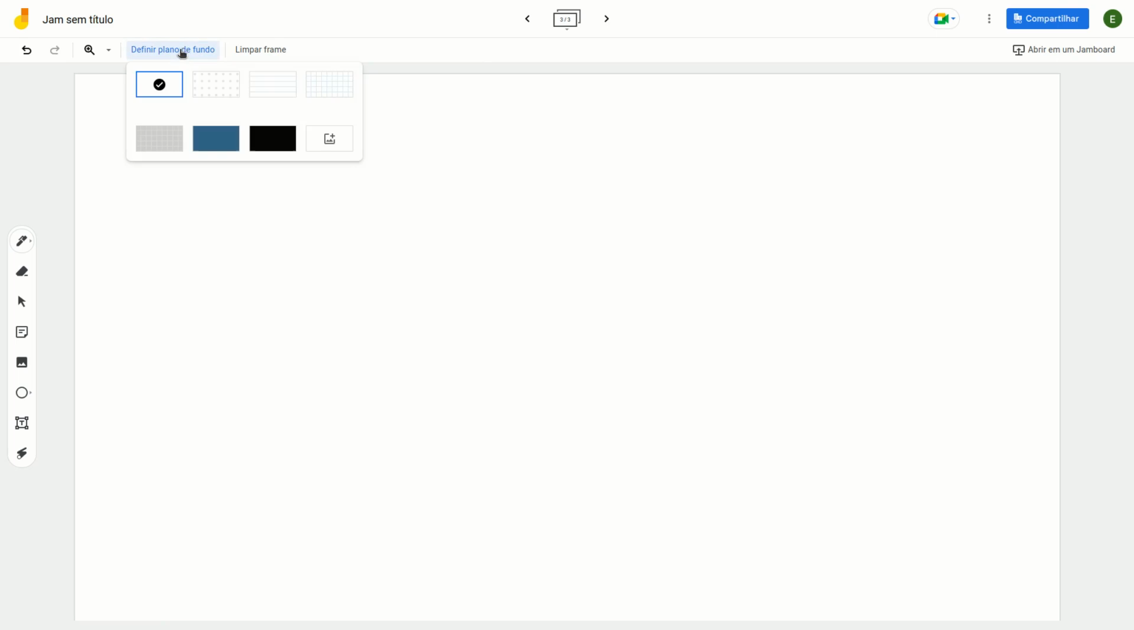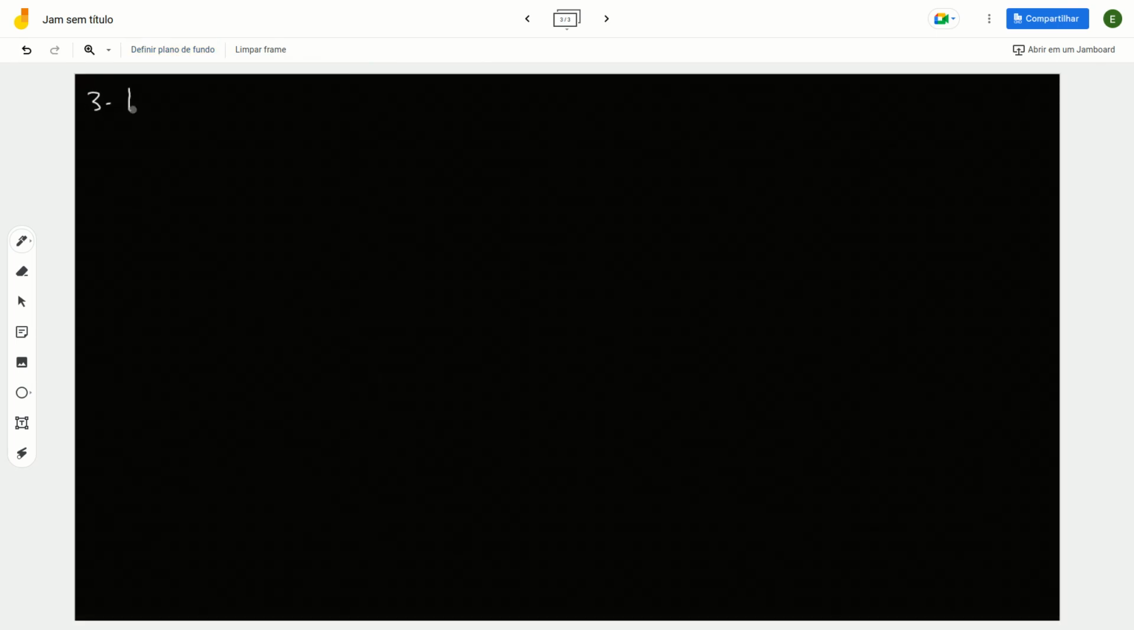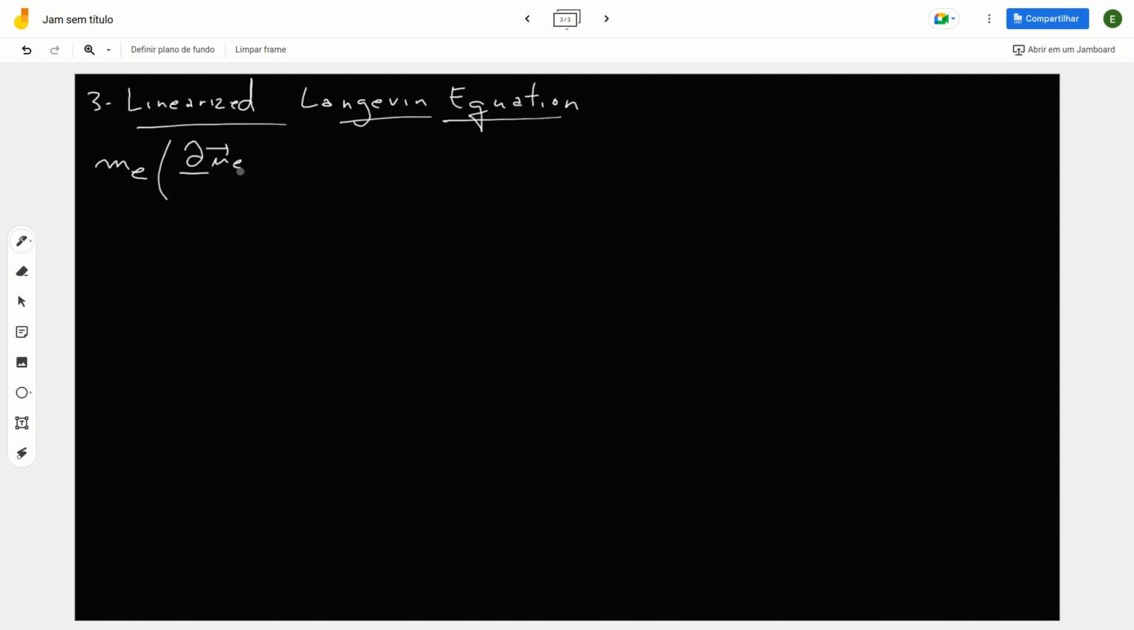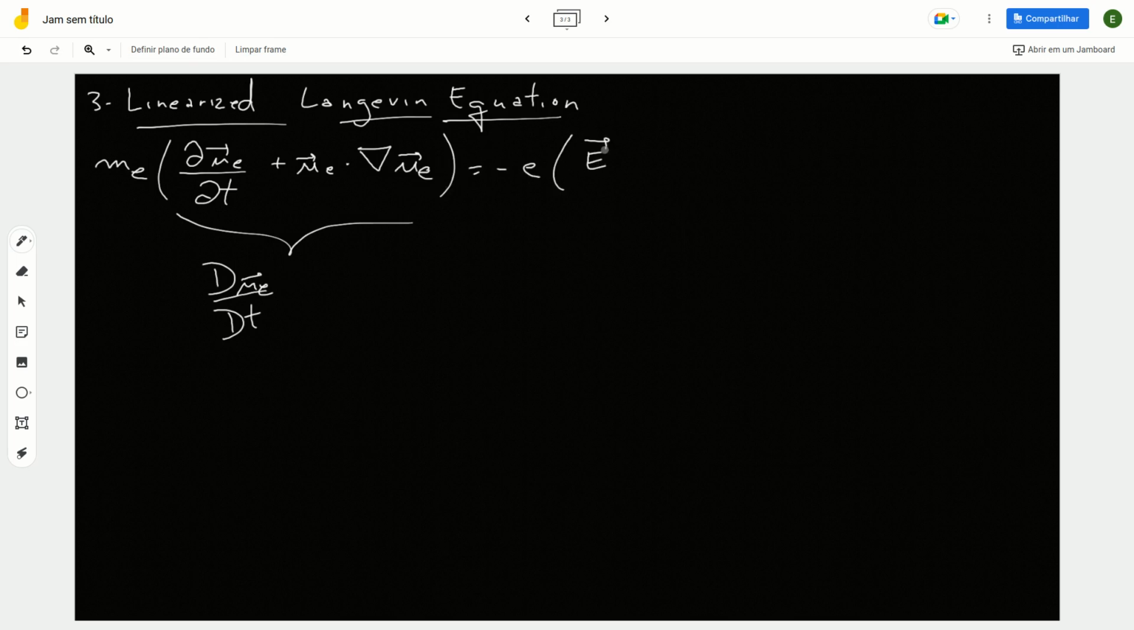Let's now consider the linearization of the Langevin equation. Let's start with the original form. I'm writing the dU/dt term explicitly here in the laboratory frame with all the terms. This is the dU/dt, and the rest is minus E plus UE cross B minus the collisional term.